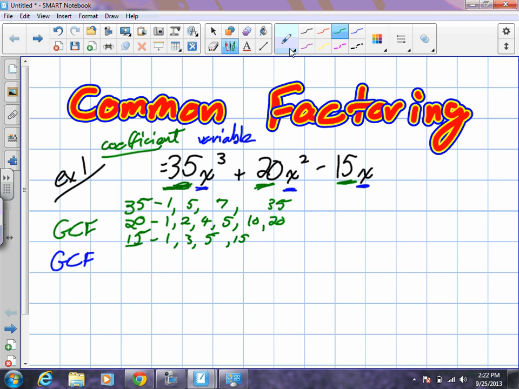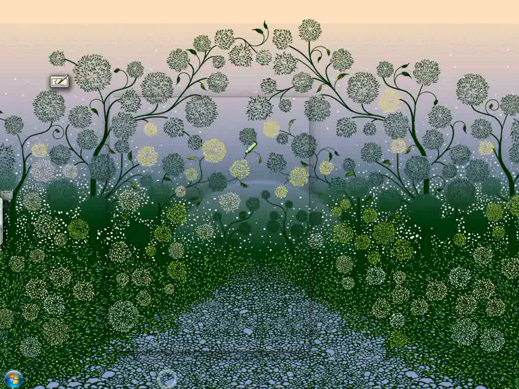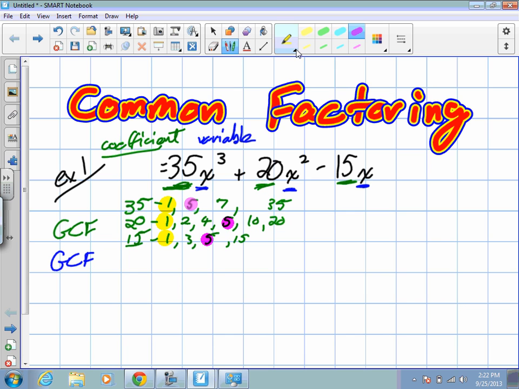There are many common factors, but we're going to be looking for the greatest one. Okay? So obviously 1 is a common factor. What's the next common factor? That's right, 5. And it just so happens 5 is the greatest common factor. Okay. So since that's the greatest common factor, that number becomes very important to us. So we know that the greatest common factor of the coefficients is the value of 5. We're going to write that out.